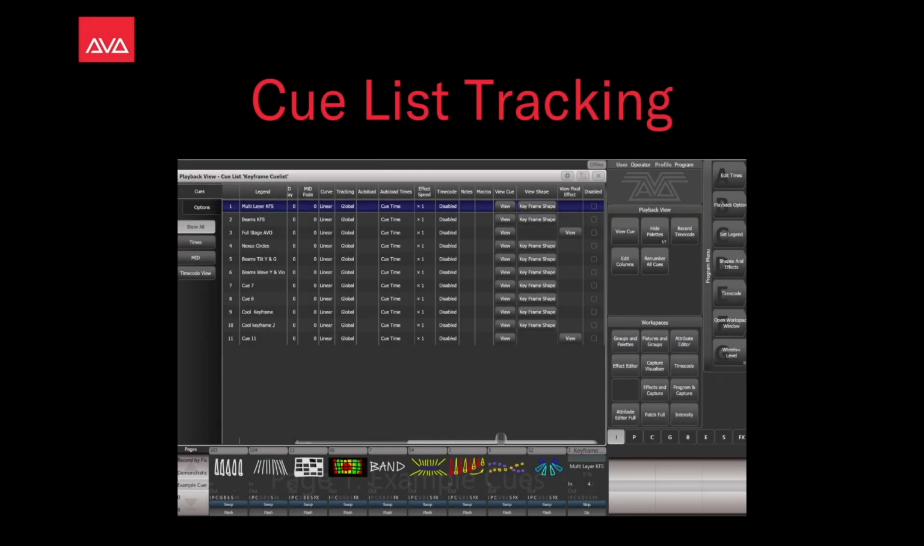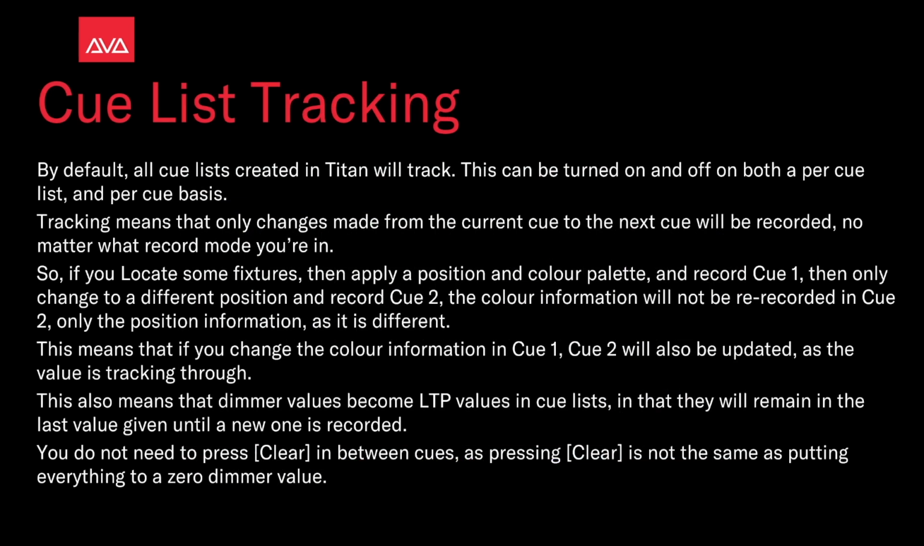Hey everybody, and welcome back to Mission Control for a feature-focused video. In this video, we're talking about queue list tracking. By default, all queue lists created in Titan will track. These can be on or off on both a per queue list or per queue basis.